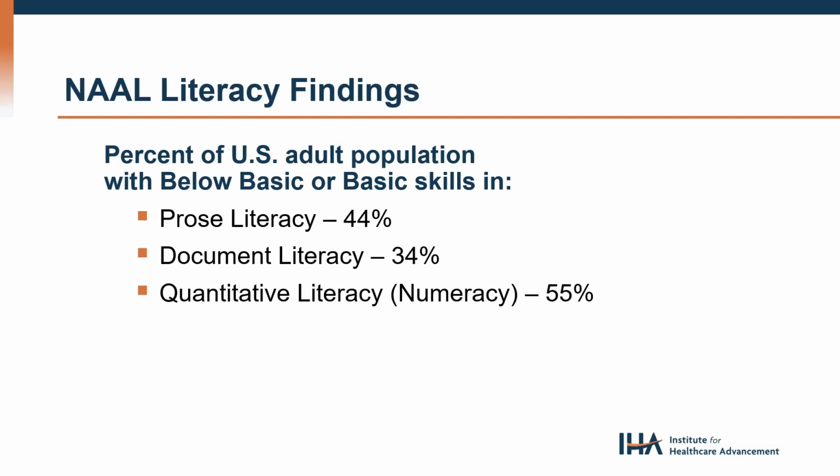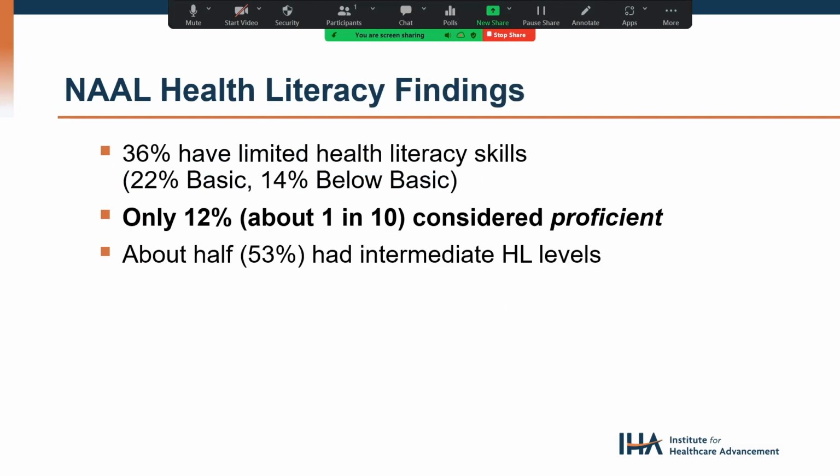Document literacy, which is your ability to kind of navigate something on a sheet, whether this is a dosing chart or a form, or being able to find a specific piece of information: 34%, about 1 in 3 US adults fall in the bottom 2 categories. And then numeracy or quantitative literacy, which we talked about a little before. More than half of the US adult population falls into the bottom 2 categories in that particular literacy skill set.